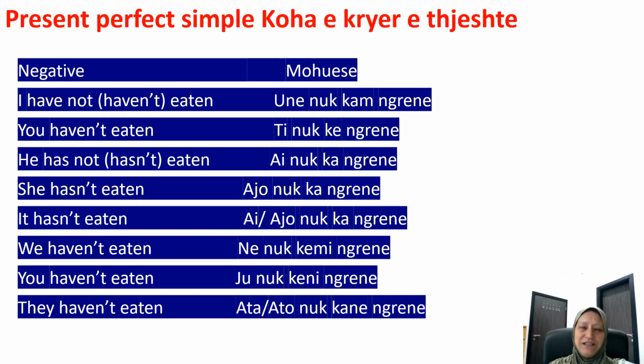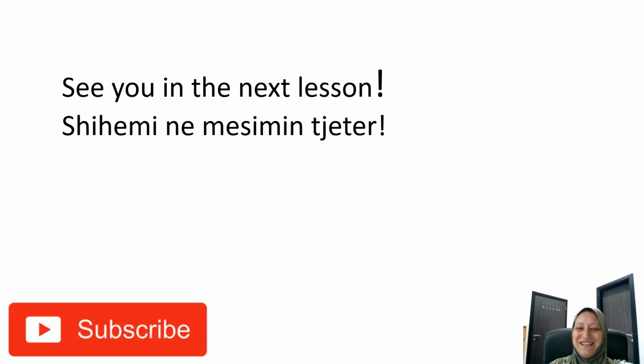Negative is, as always, not. So I have not eaten, I haven't eaten, unë nuk kam ngrënë, you haven't eaten, ti nuk ke ngrënë, he hasn't eaten, ai nuk ka ngrënë, she hasn't eaten, ajo nuk ka ngrënë, it hasn't eaten, ai ajo për kafshët nuk ka ngrënë, we haven't eaten, ne nuk kemi ngrënë, you haven't eaten, ju nuk keni ngrënë, they haven't eaten, ata nuk kanë ngrënë. So this was today's session.